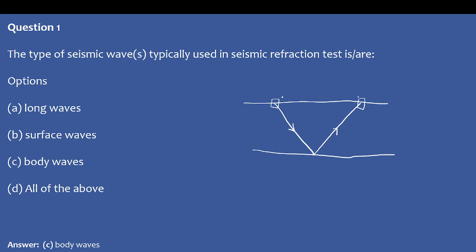Also there will be this particular surface wave. So for the seismic refraction, we are basically utilizing the waves which pass through your soil layer, strike the bottom of the soil layer, and are again detected at another geophone. So this total distance traveled and the time required to travel this distance will be utilized to determine the properties of the soil and the thickness of the soil layer. So yes, the correct answer is that the type of seismic waves typically used in the seismic refraction test is body waves.